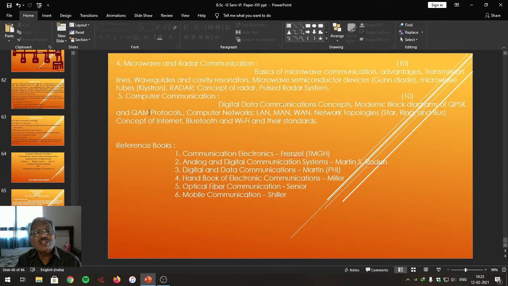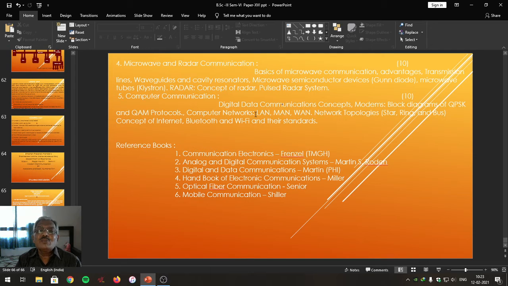Modem means modulator and demodulator. Without that, digital communication by using computer is not possible. Then we are going to study the protocols which are being used to carry the signal digitally from one computer towards another computer. After that, we are going to study computer networking.